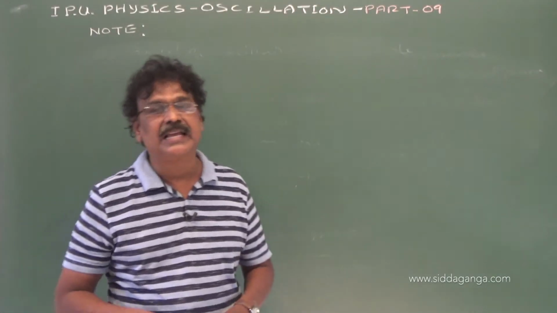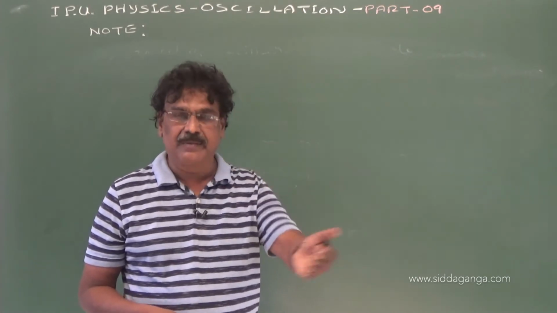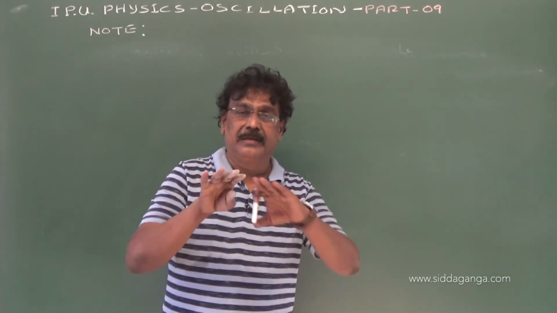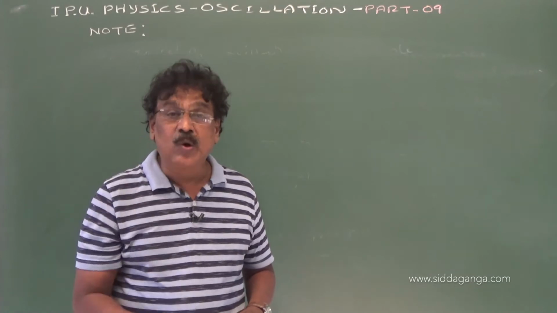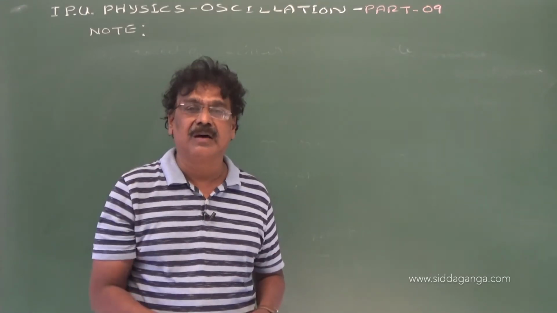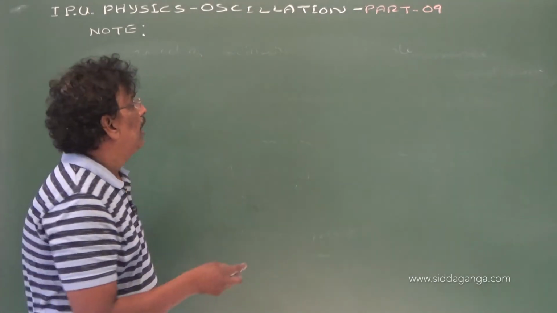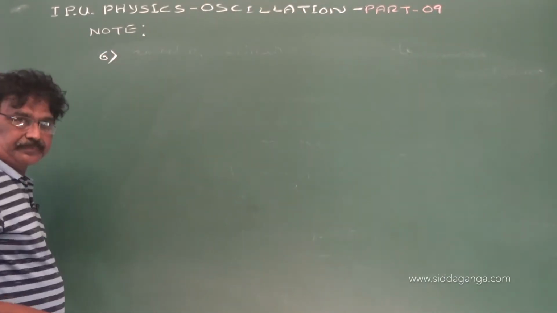In other words, the period becomes infinity and frequency becomes 0. According to the equation we say that T becomes infinity and f becomes 0, but the real physics is that there is no restoring force acting on the bob under that situation. Is that clear? Now the sixth one we will take.